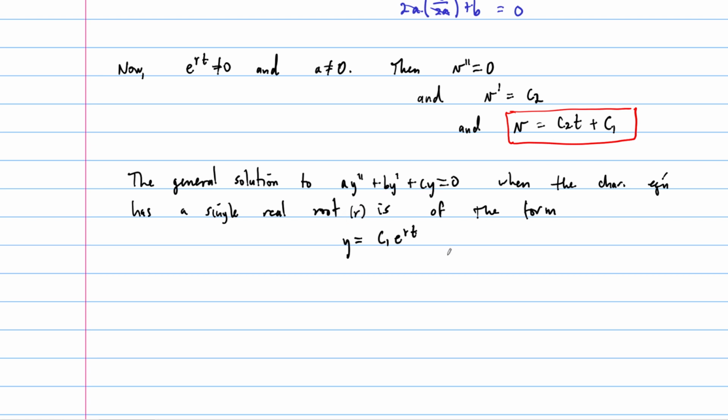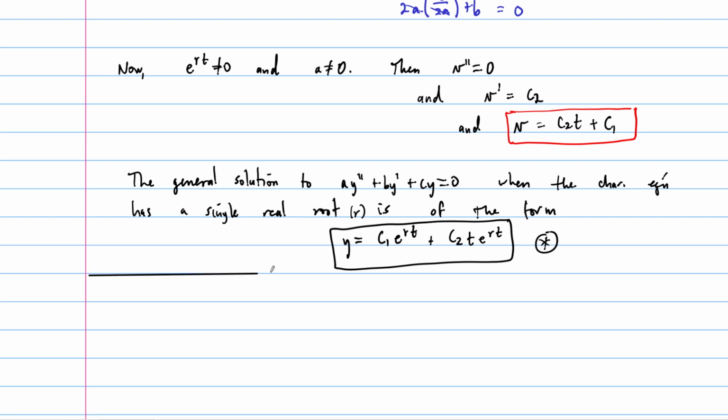The real root here is r, right? Plus the second part of the general solution is t e to the rt. So c2 t e to the rt. All right, so that is the solution of the second order linear homogeneous constant coefficient equation when the characteristic equation has a single real root.